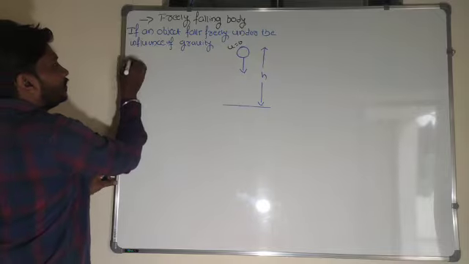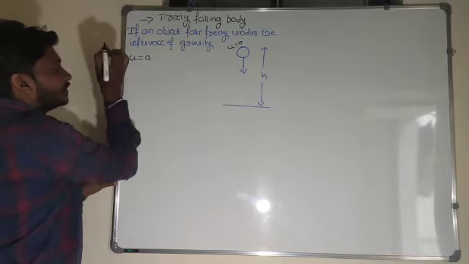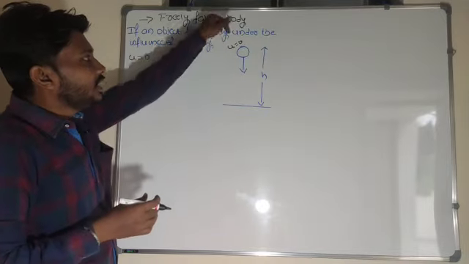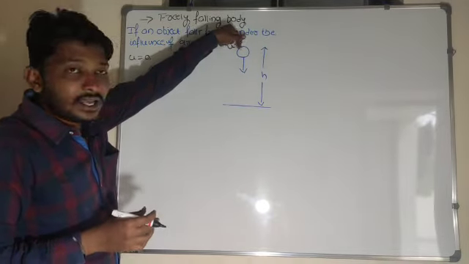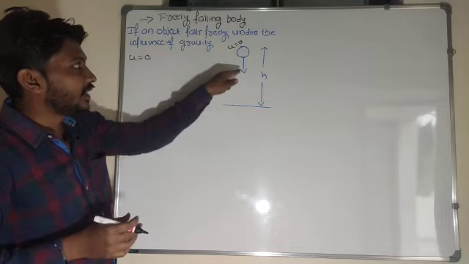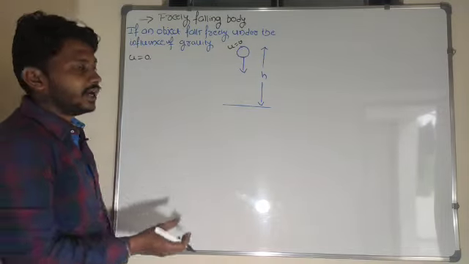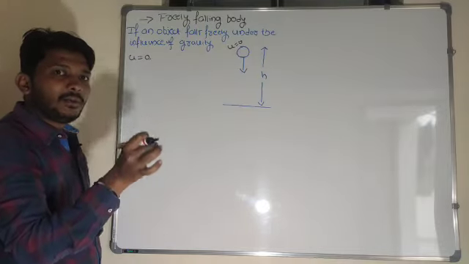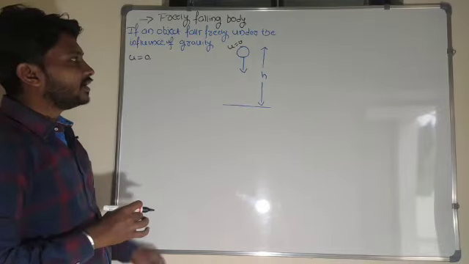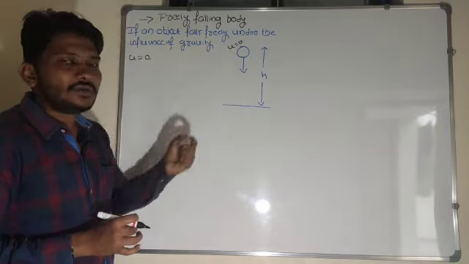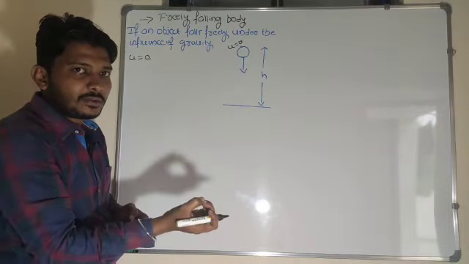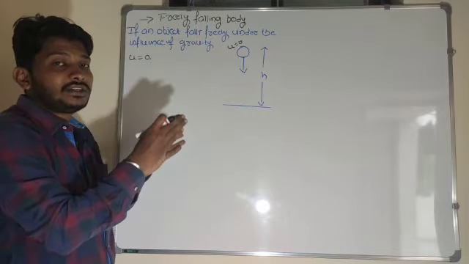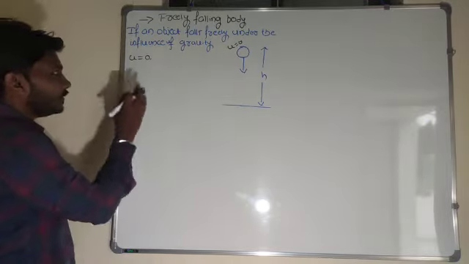So for a freely falling body, the first condition is that the initial velocity is 0. If the object falls freely in a downward direction, the object is moving vertically downward and gravity is also acting vertically downward. Both are in the same direction, which means the acceleration is equal to the acceleration due to gravity.